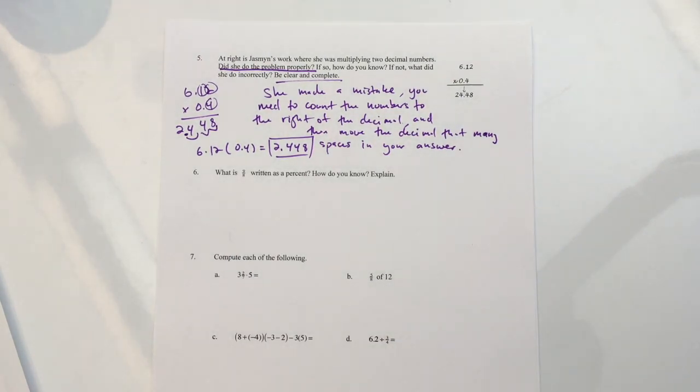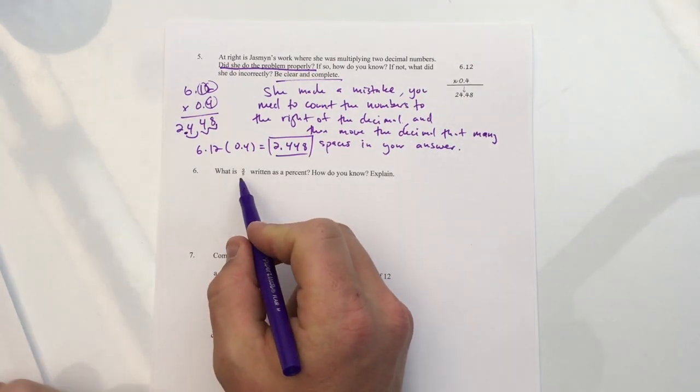What is 9/8 written as a percent? First thing I'm going to think is 9/8 is bigger than 1, so it's going to be bigger than 100%. So if somehow I mixed up the division and I got 88%, I know that's wrong because this has to be greater than 100%.